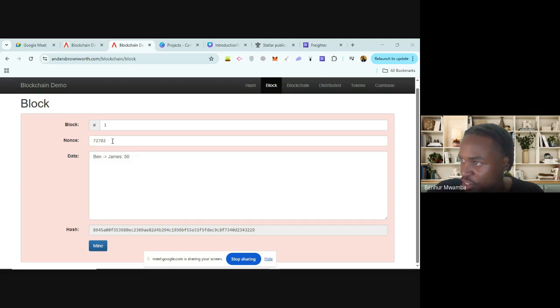If I change the data here, for example, you'll see the hash change completely. Even if I change the block number, the hash changes completely. Same with the nonce. I can change the nonce number and the hash changes completely. So we're just trying to figure out which nonce combined with this information will result in a hash that starts with 4 zeros.